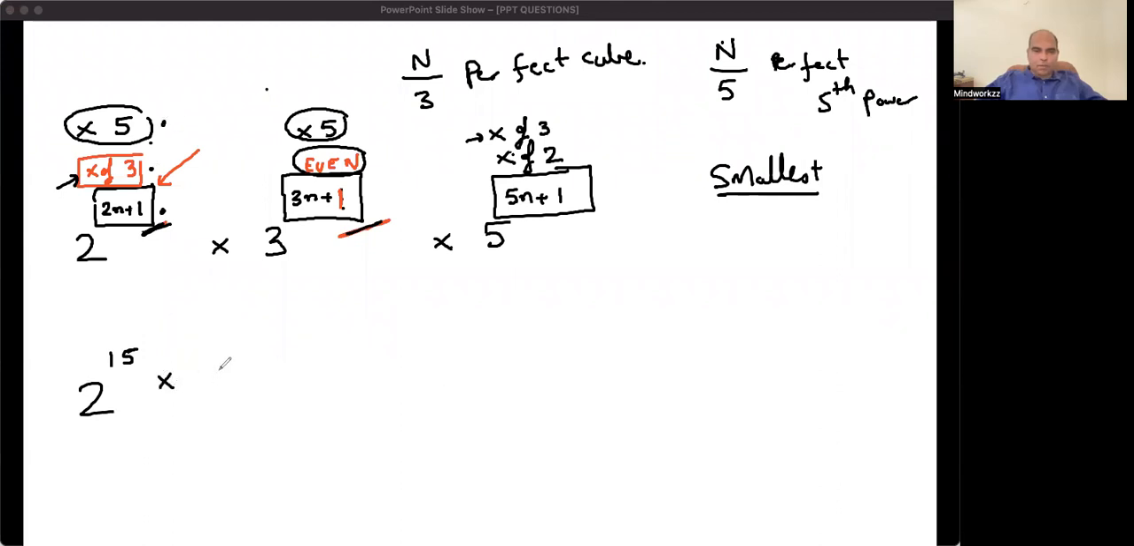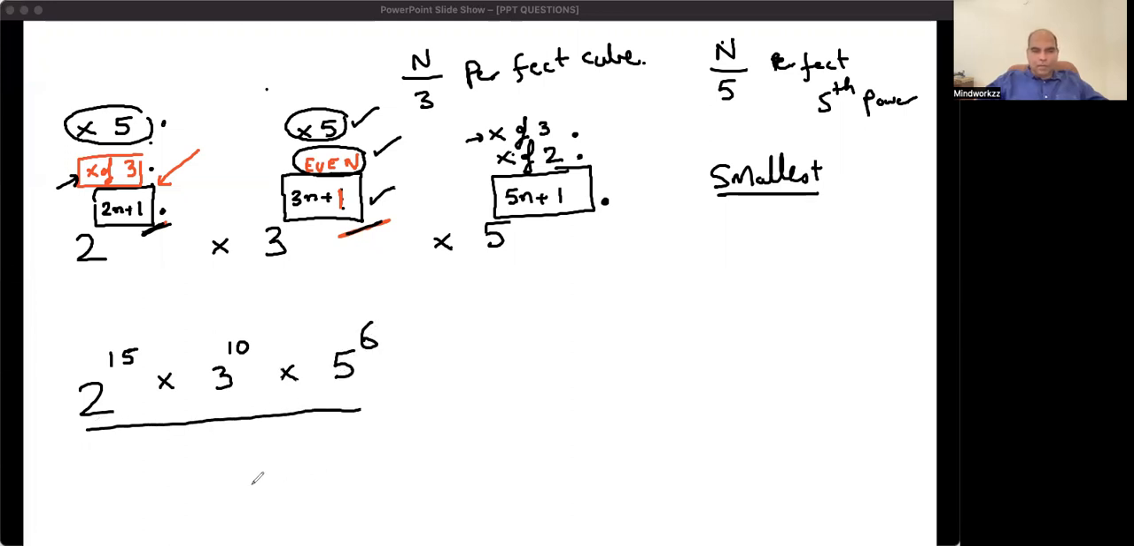Likewise, 3 raised to 6. No, I want 3n plus 1, right? So 3 raised to 10. I want it even and multiple of 5. So 3 raised to 10 fills all these 3 conditions. It's a 3n plus 1 power, it's an even number, and it's also a multiple of 5. And 5n plus 1, multiple of 2 and multiple of 3, it's easy to spot, 5 raised to 6. So this is the number.